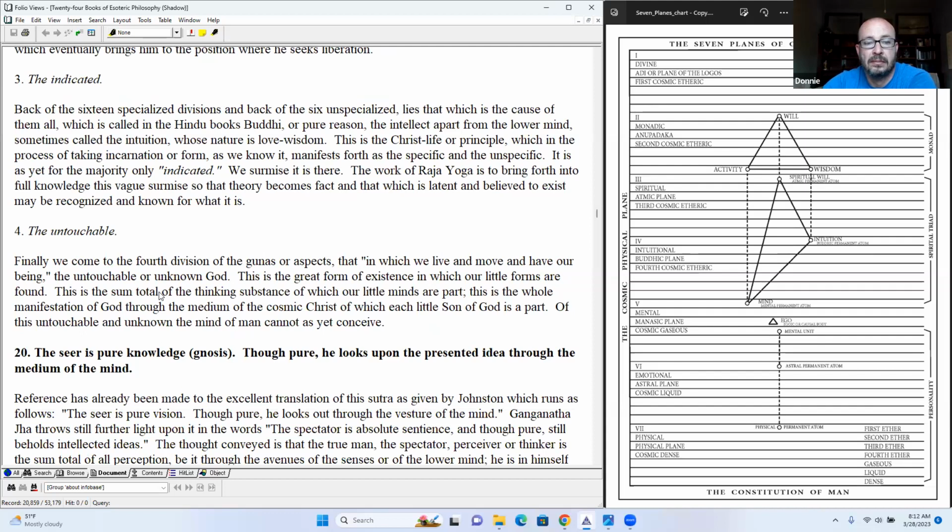And then we have the untouchable. Finally, we come to the fourth division of the gunas or aspects, that in which we live and move and have our being. I was going to say that. I'm glad that that's there, because that makes perfect sense. The untouchable or unknown God. This is the great form of existence in which our little forms are found. This is the sum total of the thinking substance of which our little minds are part. This is the whole manifestation of God through the medium of the cosmic Christ, of which each little son of God is a part of. This untouchable and unknown, the mind of man cannot as yet conceive.